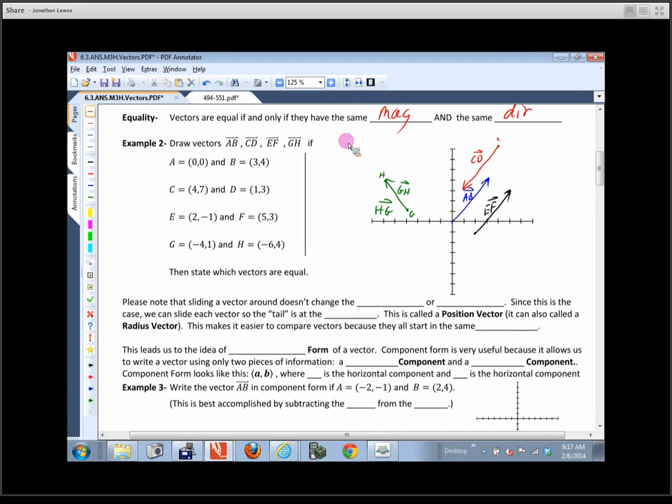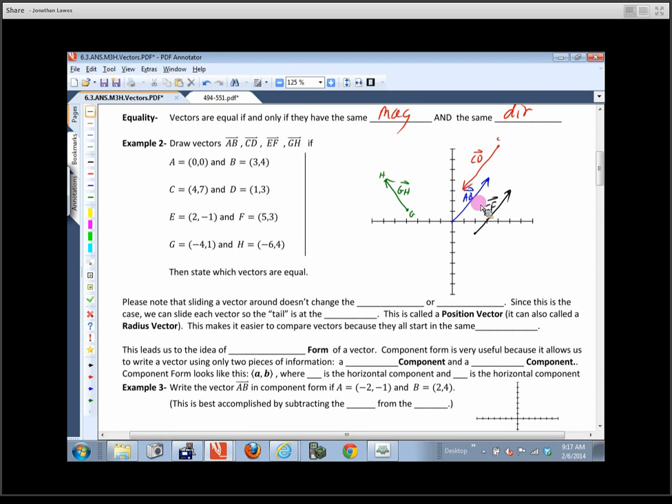Okay, so let's take a look at those, and it says state which vectors are equal. So let's look at GH. Is there any way GH is like these other three? There's no way, because it's shorter, doesn't have the same magnitude, and it's pointing off in this direction over here, right? So there's no way that one's equal. Of these three that are left, are there any that are equal? Okay, anyway, CD is equal to the two of these.